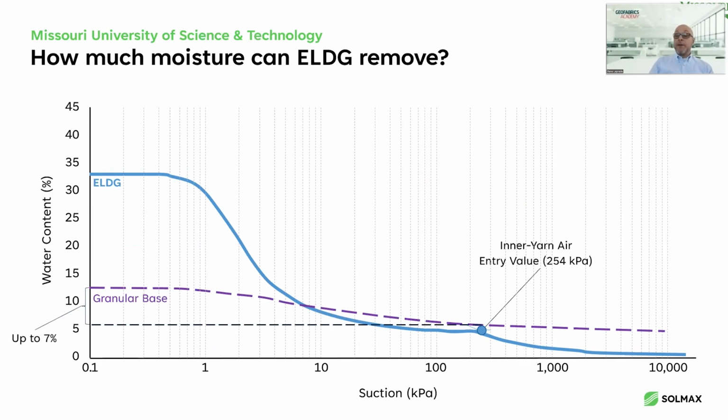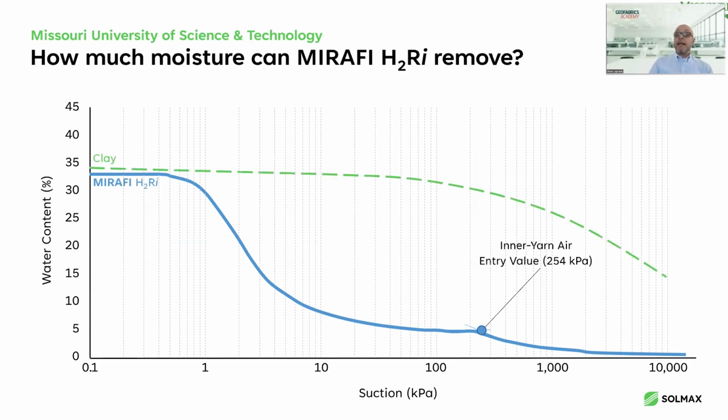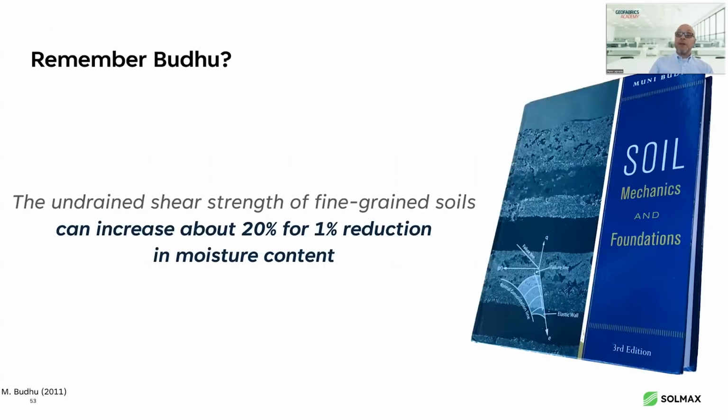So in the case of granular base, I could reduce the saturation, the moisture content, by about 7%. In the case of silt, it could be about 10%. And for the ELDG, we're looking at up to 4%. Okay, but again, remember that textbook from Voodoo.